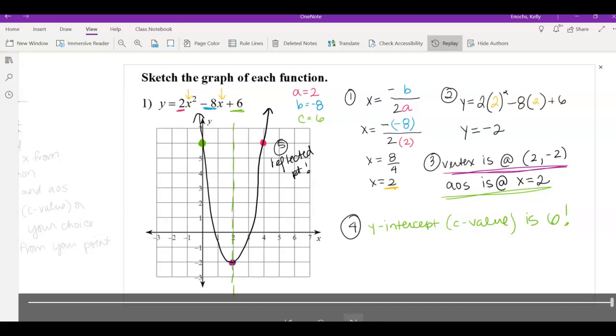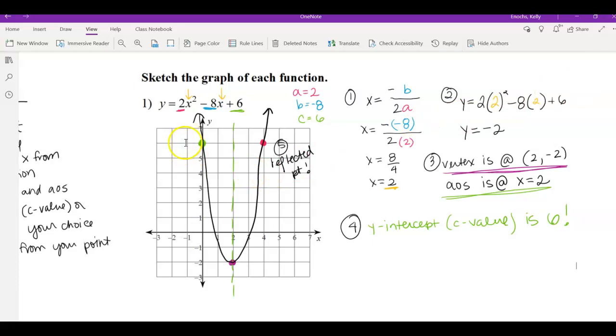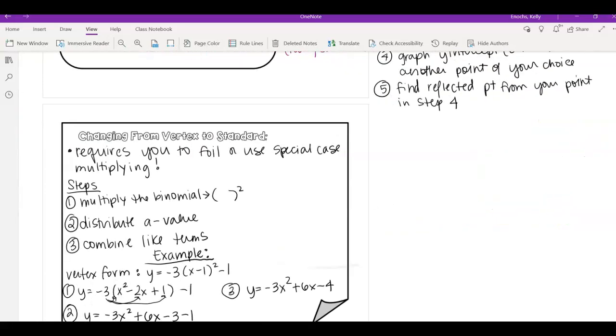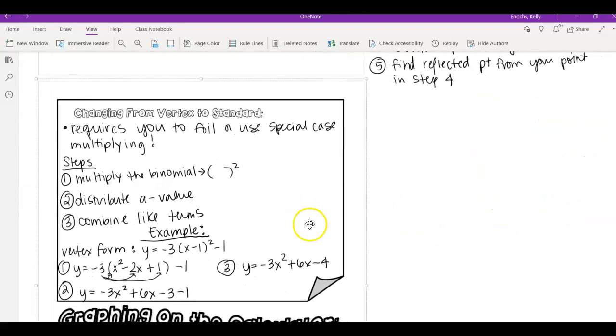Okay, so that's how you graph in standard form. You can see that the first couple steps are a little more involved, but if you have that y-intercept point and you can graph it on there, then it's nice and easy to graph that second part. Okay? All right, so let's get rid of that replay feature. And then let's talk about changing from vertex form to standard form.